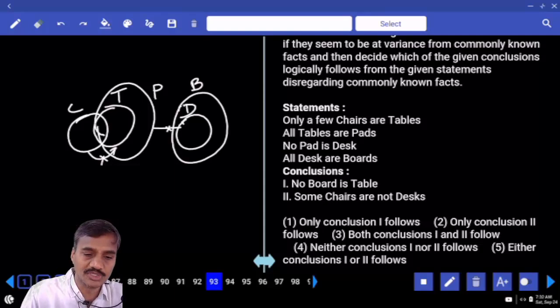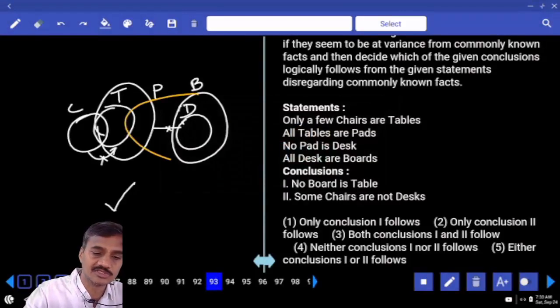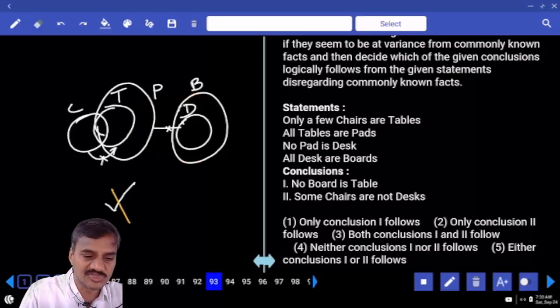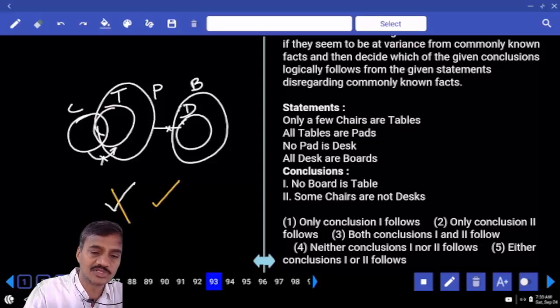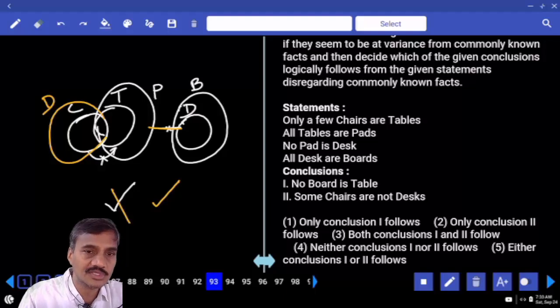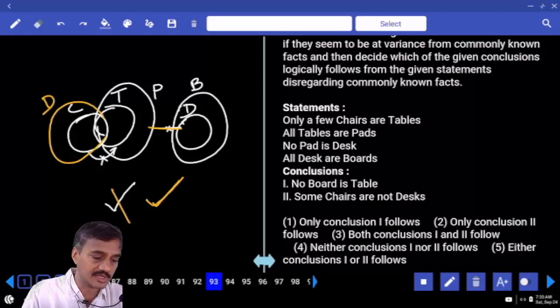And first one, no board is table. No intersection between these two. It falls under some boards are tables. Suppose board extends without intersecting this. Alternate diagram true, previous conclusion false. And second, some shades are not dusk. It falls under all shades are dusk. The alternate diagram cannot be drawn, so the statement is invalid. This will be true forever. Only 2 follows. That is choice 2, question 93.